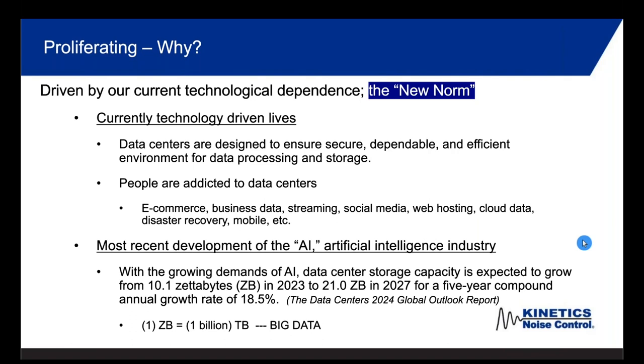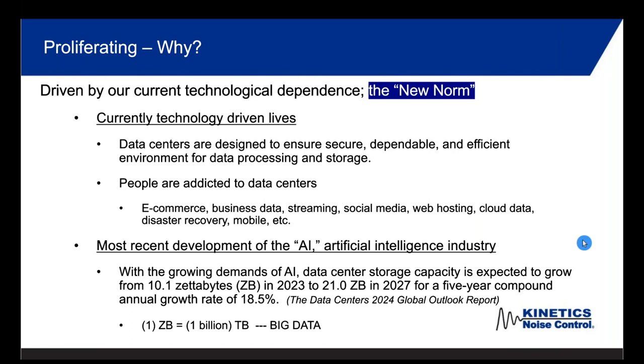Now, we've kind of been going along. Data centers have been developing at a fairly constant rate. But lately, with the development of the AI, artificial intelligence industry, we're looking at an exponential expansion of data centers all over the world. I looked at a note fresh out of the Data Centers 2024 Global Outlook report. It wasn't hard to find, because this is such a hot topic. With the development of AI, data center storage capacity is expected to grow from 10.1 zettabytes in 2023 to more than 2 times that, at 21 zettabytes in 2027, for an average annual growth rate year over year of 18.5%.